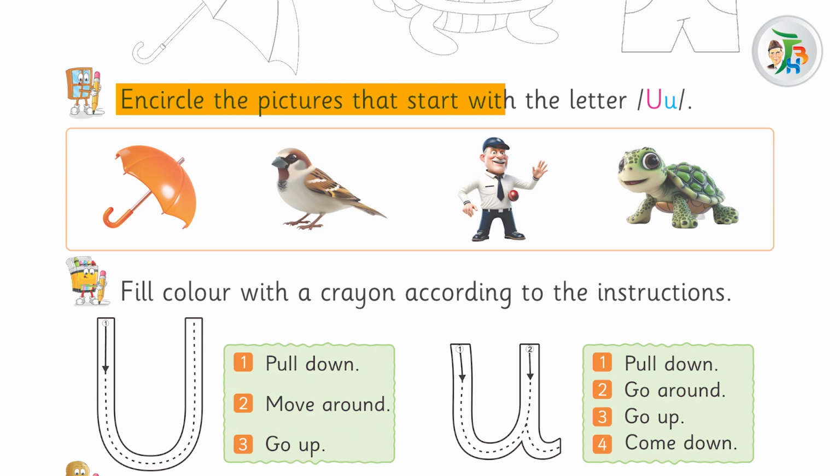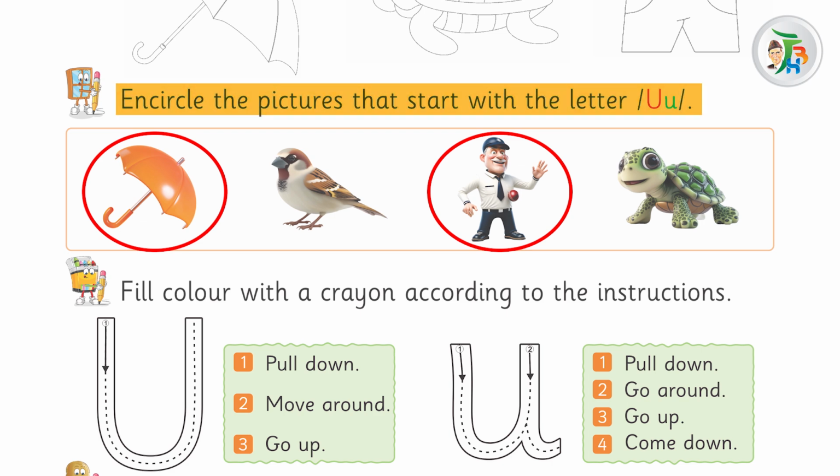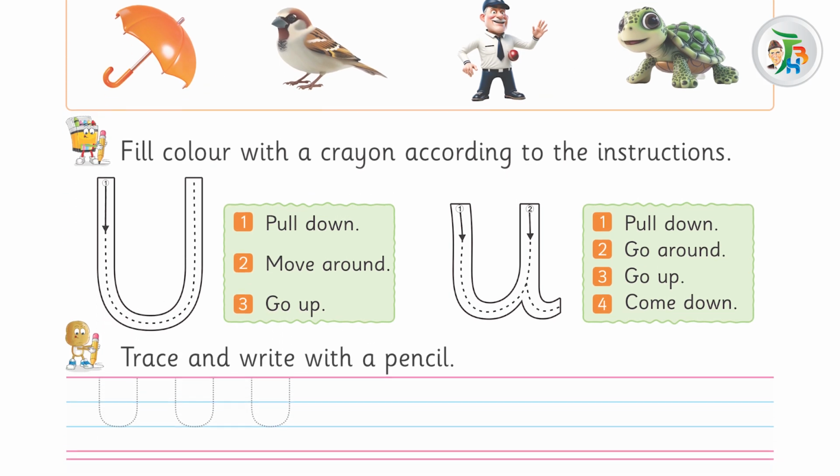Encircle the picture that start with the letter U. अब आपके सामने फिर से different colorful object हैं. सोचिए इनमें से कौन सा object letter U से start होता है. Circle that object. Now the formation of letter U.